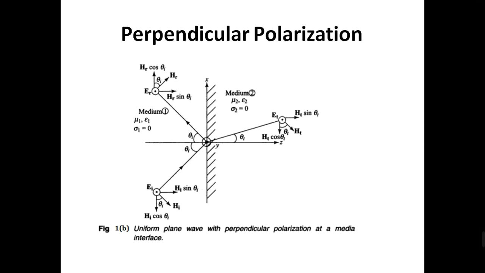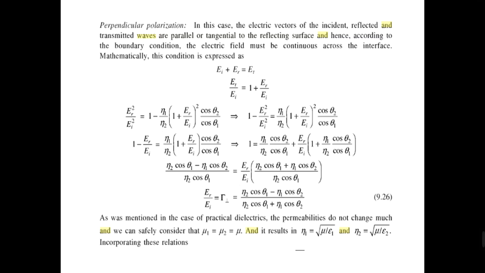Now coming to perpendicular polarization. Here in perpendicular polarization, the electric field vector is perpendicular to the plane of incidence, but the magnetic field is tangential to the plane of incidence. Here, for each wave, the tangential component of the magnetic field is resolved into two orthogonal components. One component tangential to the boundary, the other component perpendicular to the boundary. And there will be no change in the direction of the electric field vectors. So according to the boundary conditions, the tangential component should be continuous across the interface or the boundary. So EI plus ER is equal to ET.